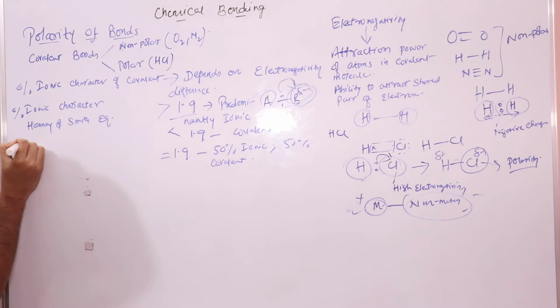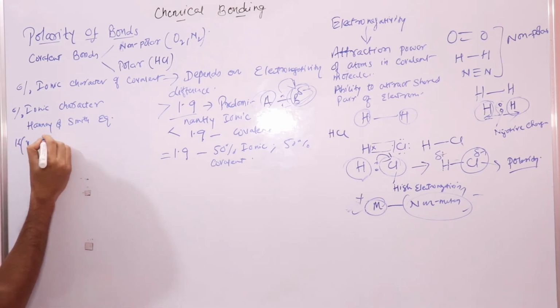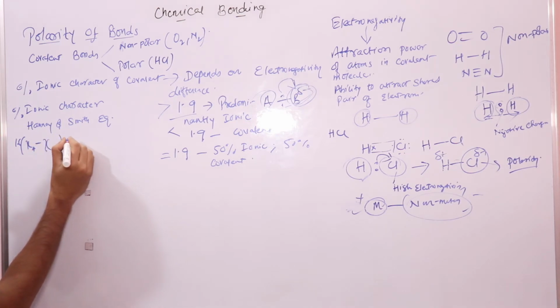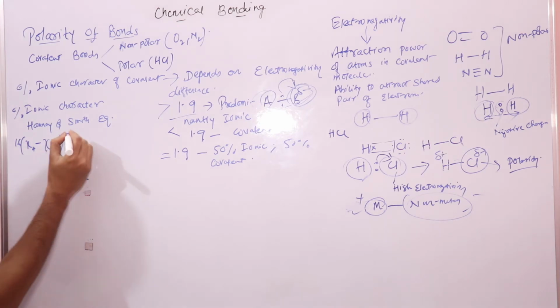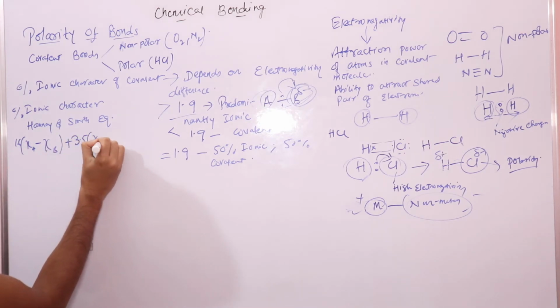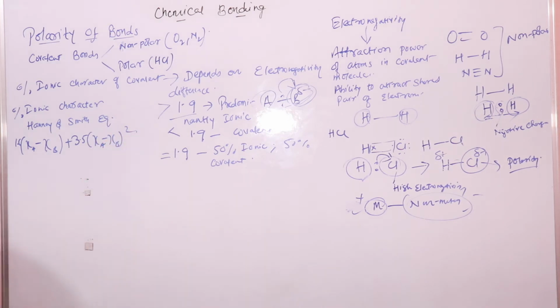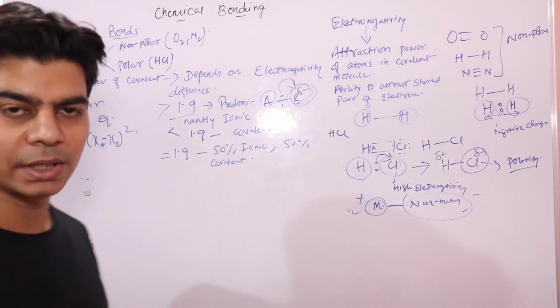It's 16, plus... this is your Hannay and Smith equation to determine the percentage ionic character, right?